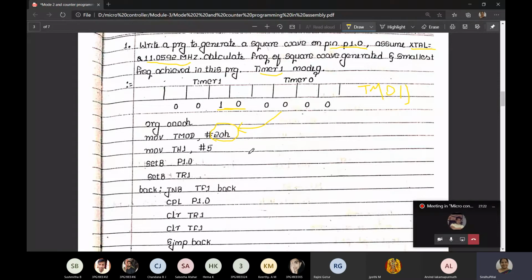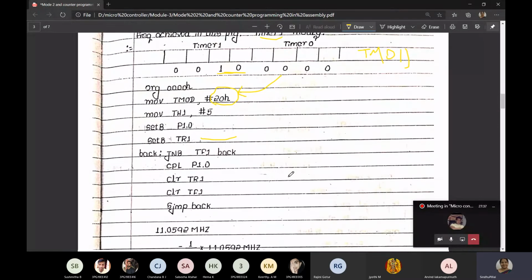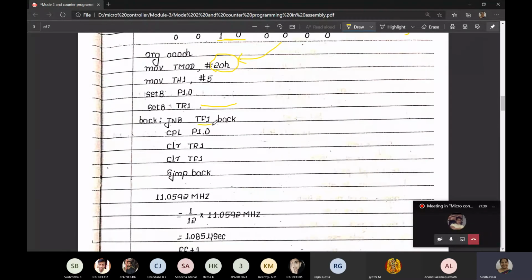Next, what have they given? They have taken a delay of 5 seconds. They have sent the number 5 to TH1, port P1 is set, and TR1 is set for counting. Okay, set bit TR1. Next, they are monitoring TF1. Fine. TF1 will tell whether it has overflowed or not.